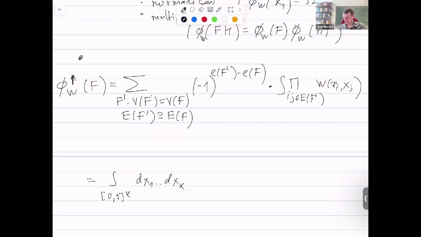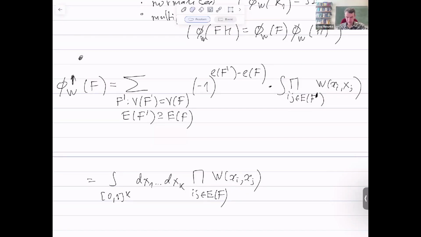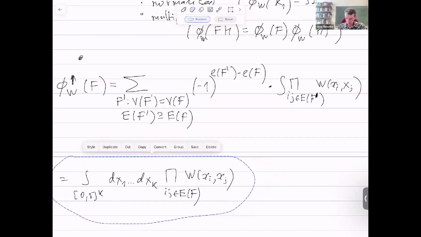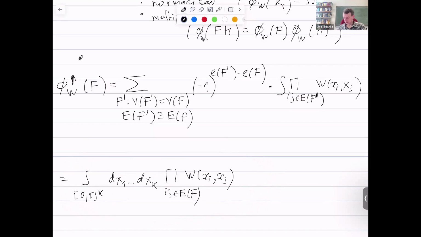First observation: if ij is an edge of f, this factor wij is always included, so I can just factor it out. This is merely because in every product in the line above, if I have an edge in f, it's also an edge in f prime. And then what remains is products over all possible combinations of non-edges, and each one has a minus sign.